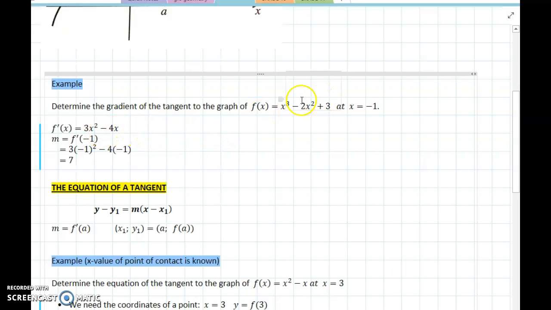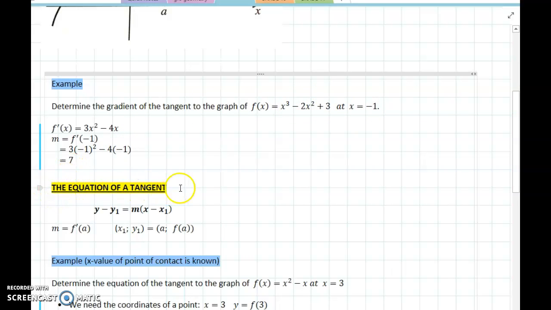Now we want to know what is the gradient of the tangent to the curve at x equal to minus 1. So the gradient is equal to f dash of minus 1. Substitute minus 1 into the gradient function. 3 times minus 1 squared minus 4 times minus 1. If you work this out, you'll get 3 plus 4, which is 7. So the gradient of the tangent to the curve at x equal to minus 1 is 7.